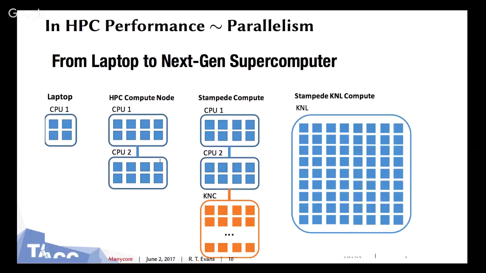And so what we have now, what we've just installed, and we're still in early user period, we're about to open it up to all of our users, is Stampede 2, and that's composed of these KNL nodes. And in the second part of this discussion after the break, I'll go into detail about the architecture, the hardware.